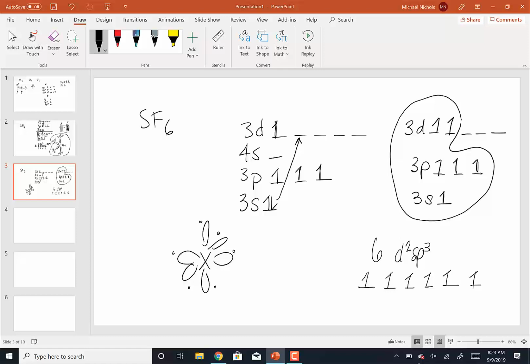Everybody kind of with me? Okay. So we'll come back here in a couple minutes, and then we can do one of these problems. If I give you a molecule, can you sketch out the orbital picture? But what I want to do is take some time here for resonance as well.